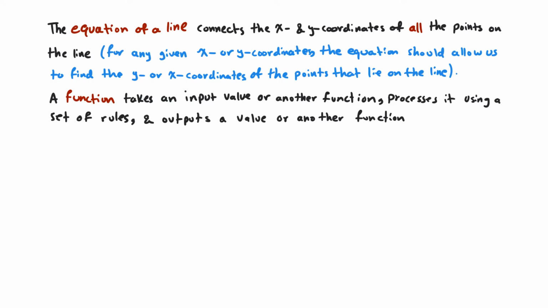Let's start off with a few terminologies. The equation of a line connects the x and y coordinates of all the points on the line, meaning that it's a relationship for which if you put in an x coordinate of a point, then you should be able to find the y coordinate of the point based on that relationship, or vice versa. If you put in a y coordinate of the point, you should be able to get the x coordinate of the point. You should be able to use this relationship or this equation to find all the points that lie on this line.